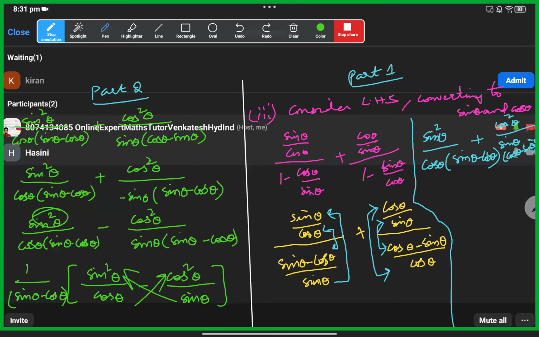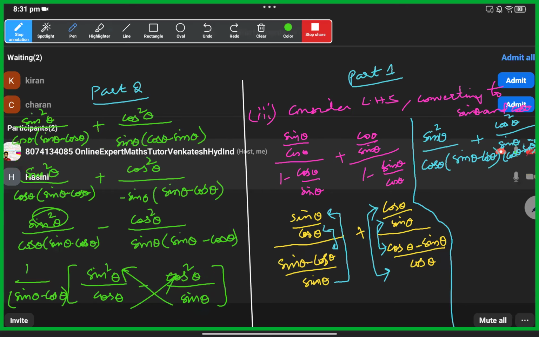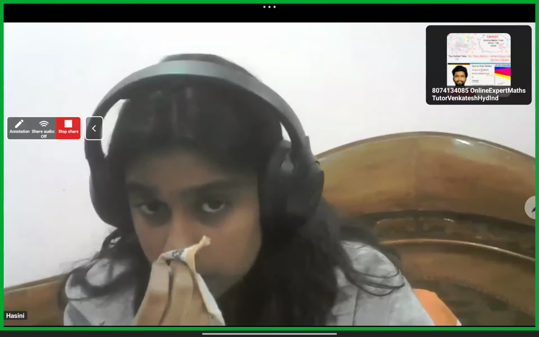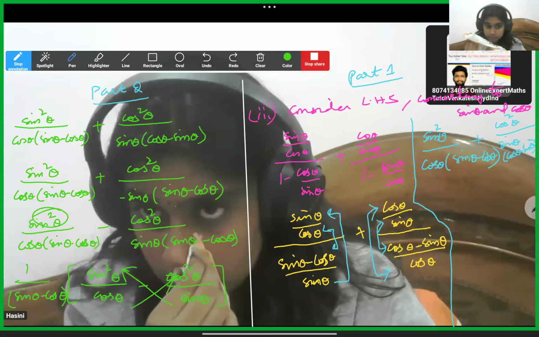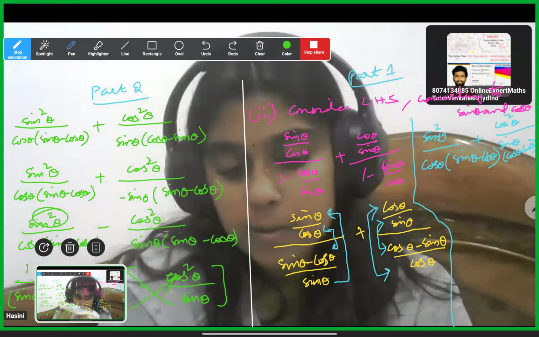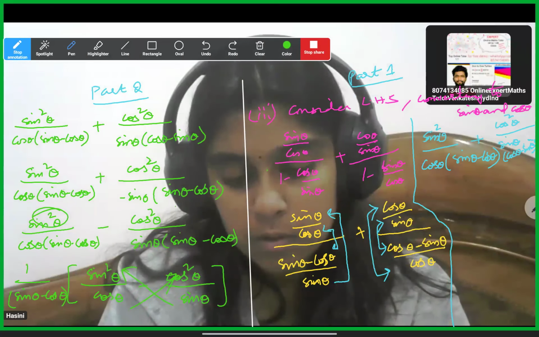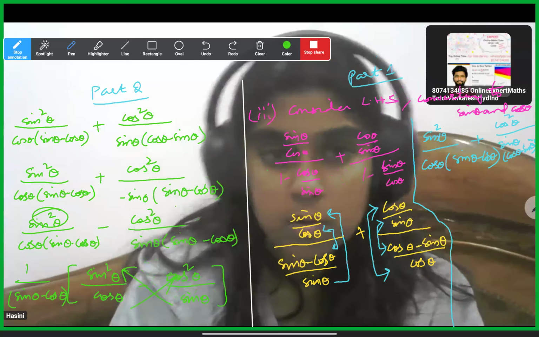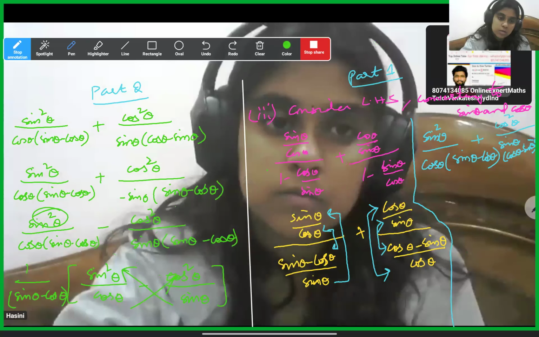Next, after doing that, in the numerator sin square theta into sin theta gives sin cube theta, and cos square theta into cos theta gives cos cube theta. The numerator looks like sin cube theta minus cos cube theta, which means a cube minus b cube. So try to recollect the a cube minus b cube formula from the polynomials chapter of class 9, and we should apply it here. Try it as homework by learning that formula.